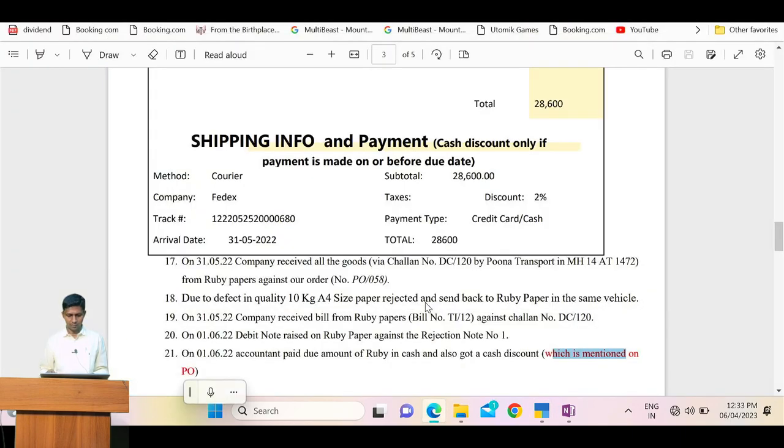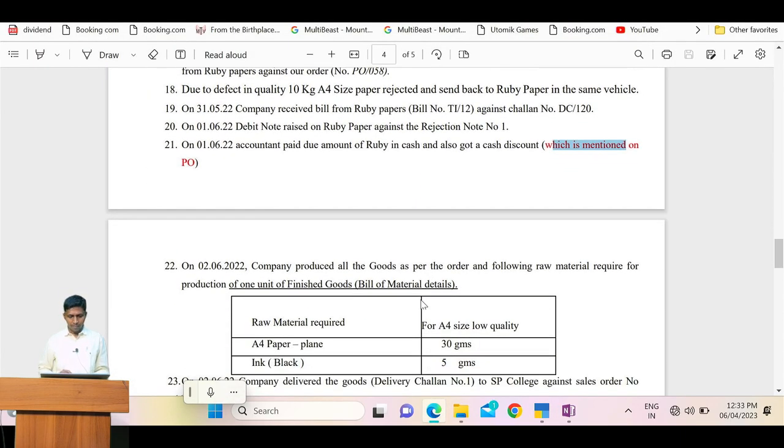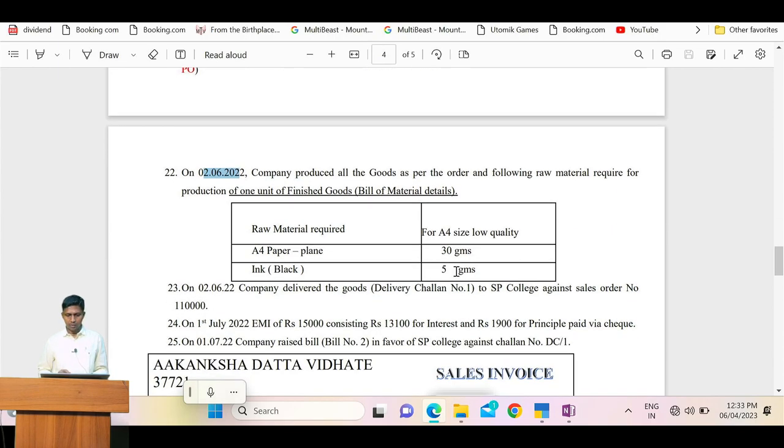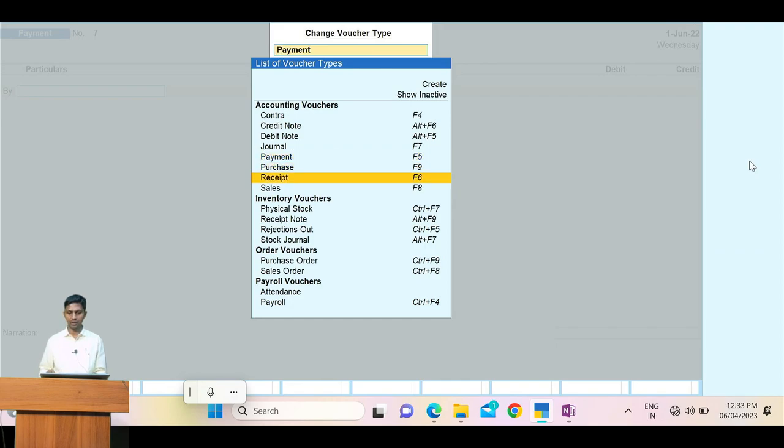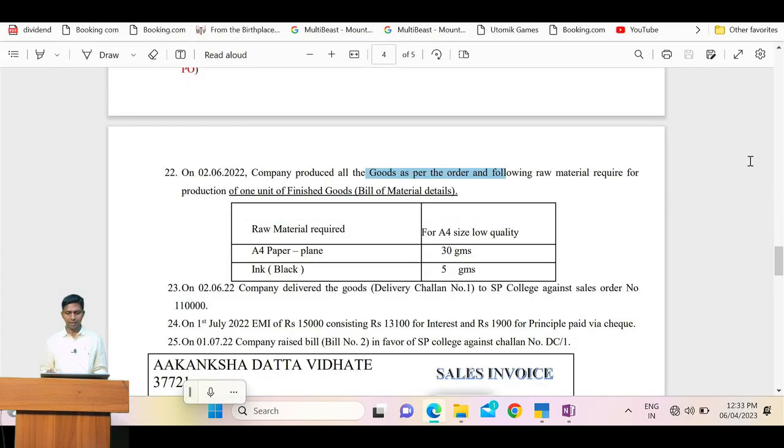Then next what? Next, on the 2nd June, company produce all goods. Okay, produce. To pass this entry, we require manufacturing journal, and in default voucher types, in this other default voucher types, you will not find manufacturing journal. Therefore, first create manufacturing journal. What exactly is manufacturing journal?